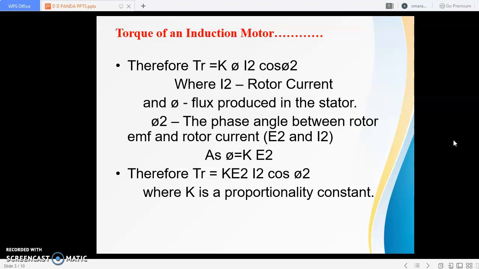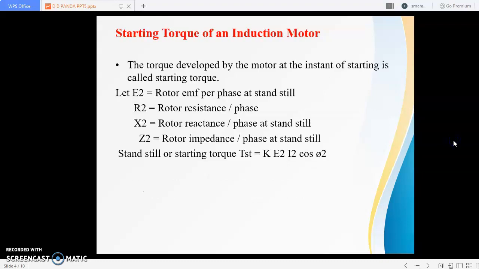Phi 2 is the phase angle between rotor EMF and rotor current, that is, the angle between E2 and I2. As we know, flux phi equals K into E2. Therefore, we can also write the rotor torque TR equals K E2 I2 cos phi 2, where K is a proportionality constant. So now we will move towards the starting torque of an induction motor.